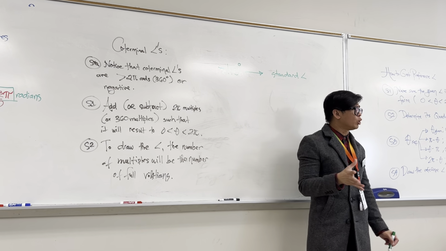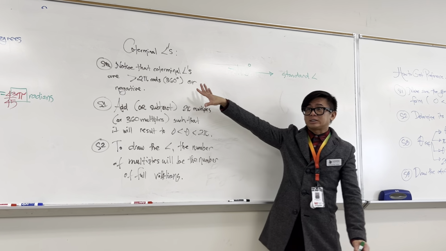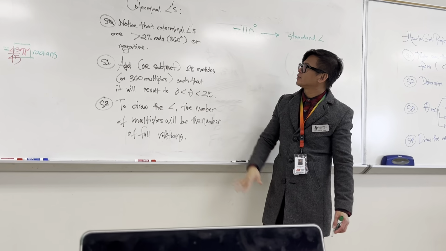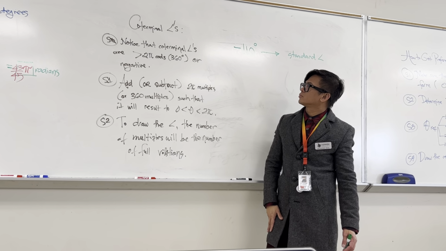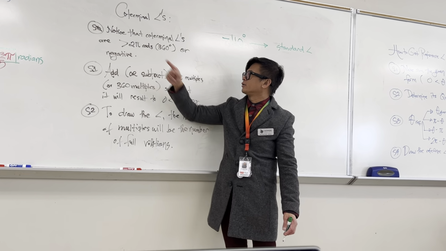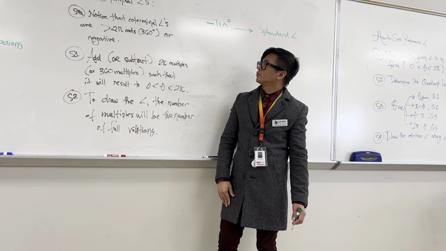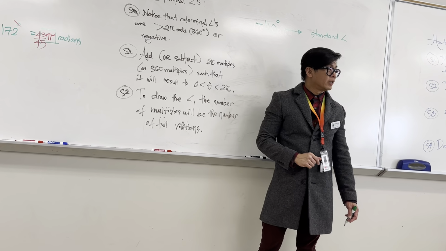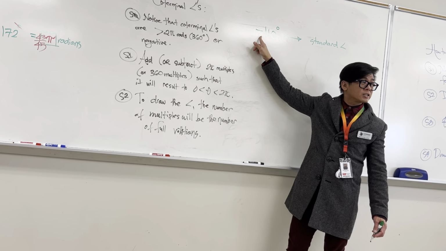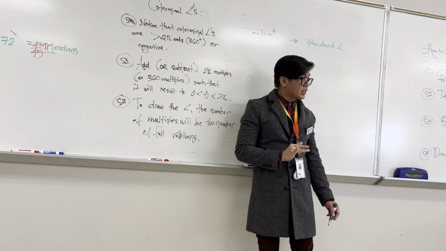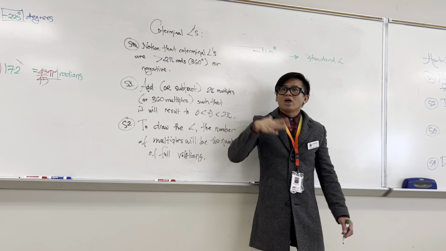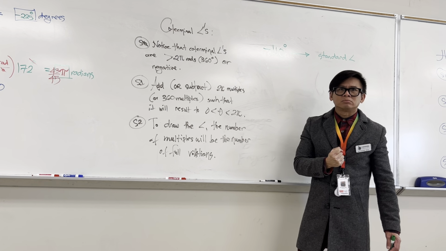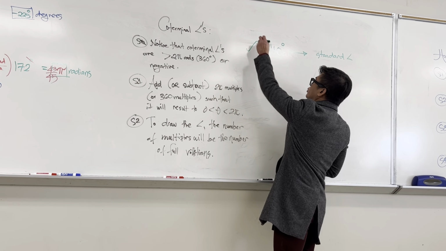First of all, how do we know if it's a coterminal angle? Let's read step number 1. Jeremy, go ahead, please. Notice that a coterminal angle is less than 0 or greater than 360 degrees, or 2 pi radians. So as long as it's negative like this, or more than 360 degrees, or 2 pi in radians, then it is coterminal. We good? So check, we know this is a coterminal angle.